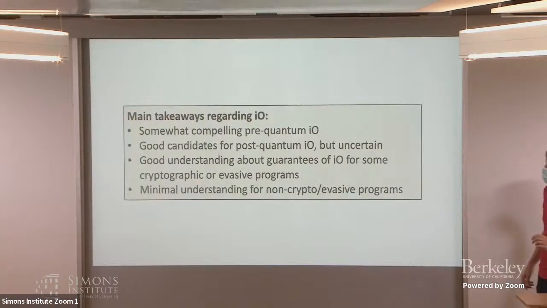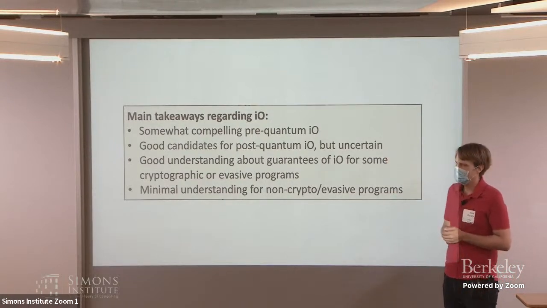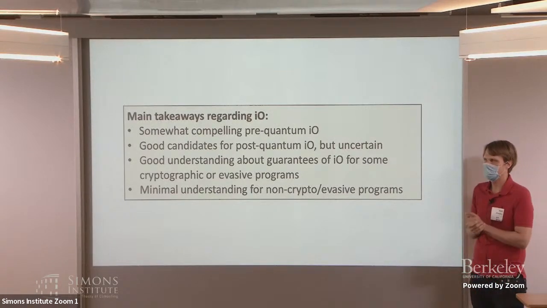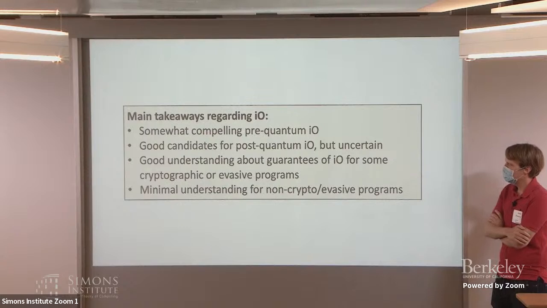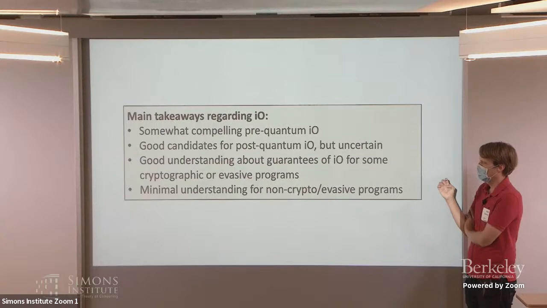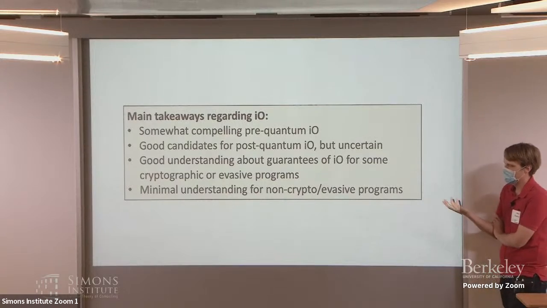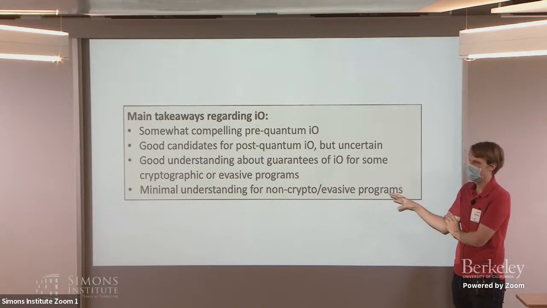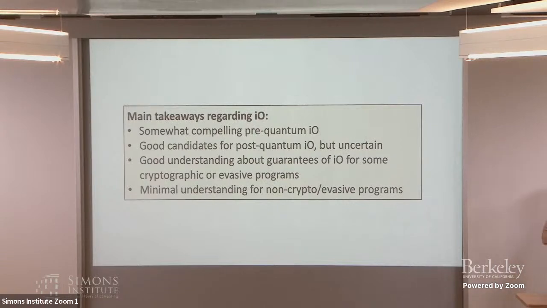So the takeaways here are that we have somewhat compelling pre-quantum IO. We have good candidates for post-quantum IO, but their status isn't quite as good. Then we have a good understanding of the guarantees of IO for some cryptographic or evasive programs, but not a lot else. And there's really not a great understanding of what you can obfuscate securely in the non-crypto or non-evasive setting.